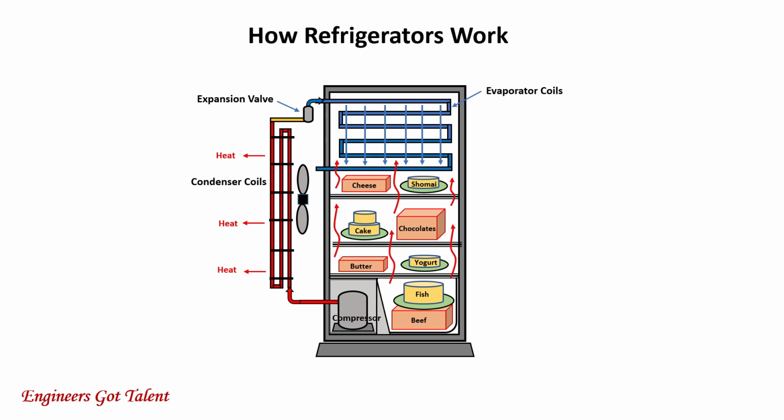The adjustment knob to control the temperature located inside your refrigerator is actually to regulate the amount of refrigerant flowing inside the evaporator coils. While picking up heat, the refrigerant boils and exits the evaporator as warm vapor at low pressure. The warm vapor refrigerant is then sucked by the compressor at low pressure and the cycle repeats.